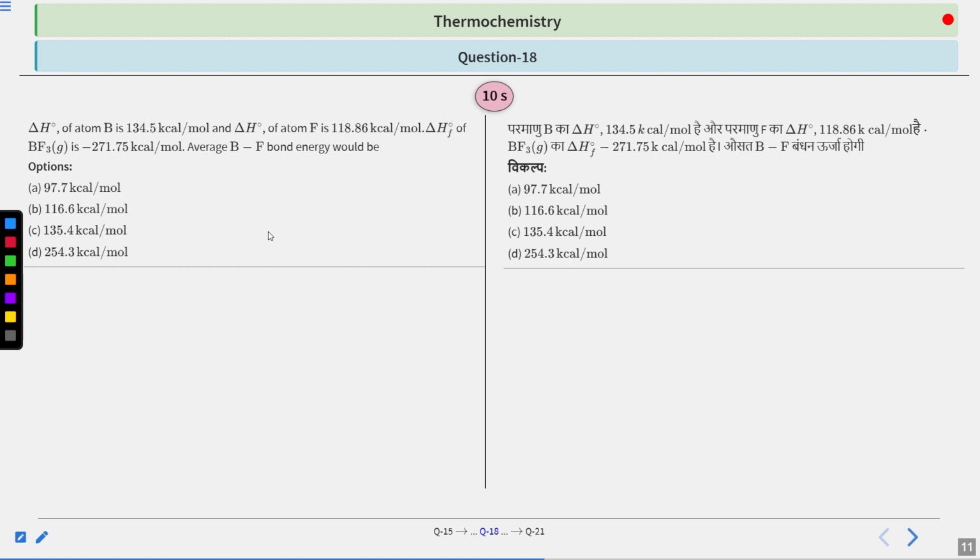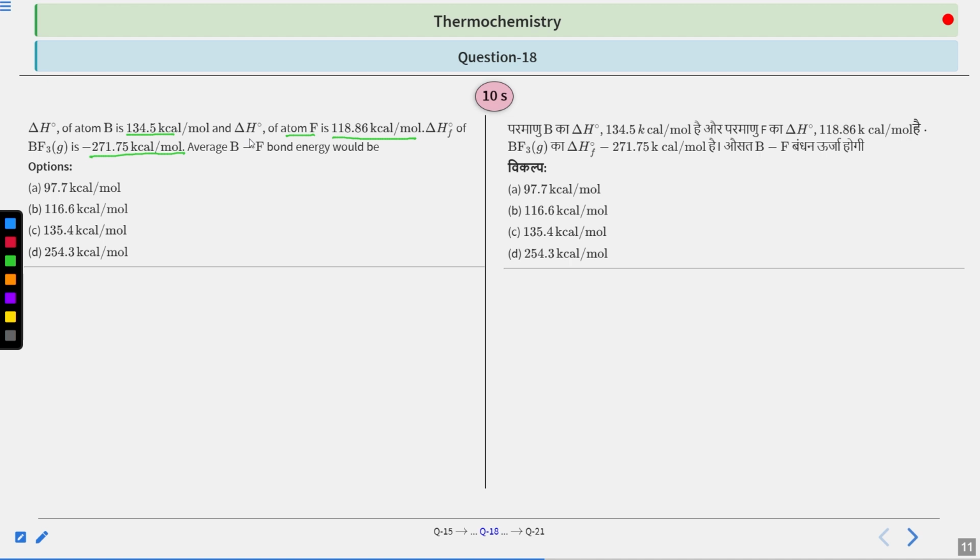Question number 18. What is question number 18? Question number 18 is saying that delta H naught of atom B is 134.5 kilocalorie per mole, and delta H naught of atom F is 118.86 kilocalorie per mole. Now you have to find delta HF naught, that is the enthalpy of formation for your BF3. It is also given: this is minus 271.75 kilocalorie per mole.